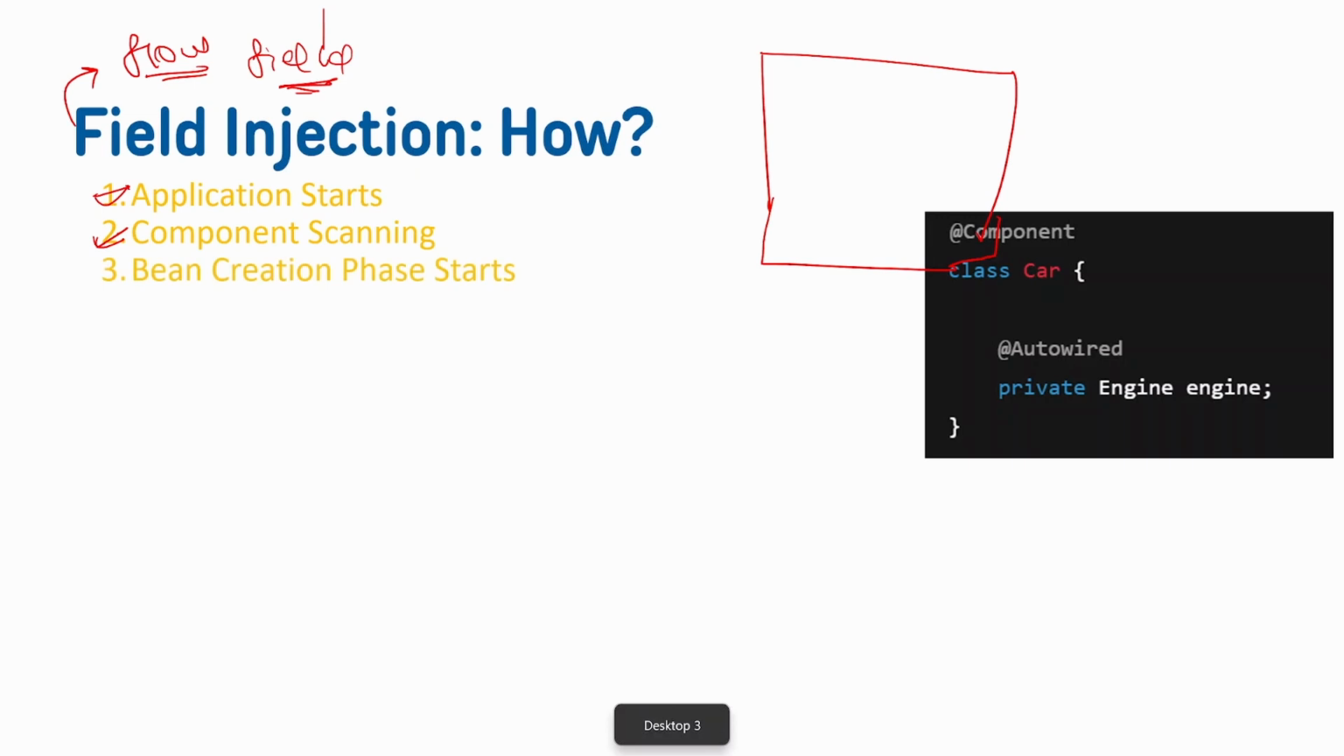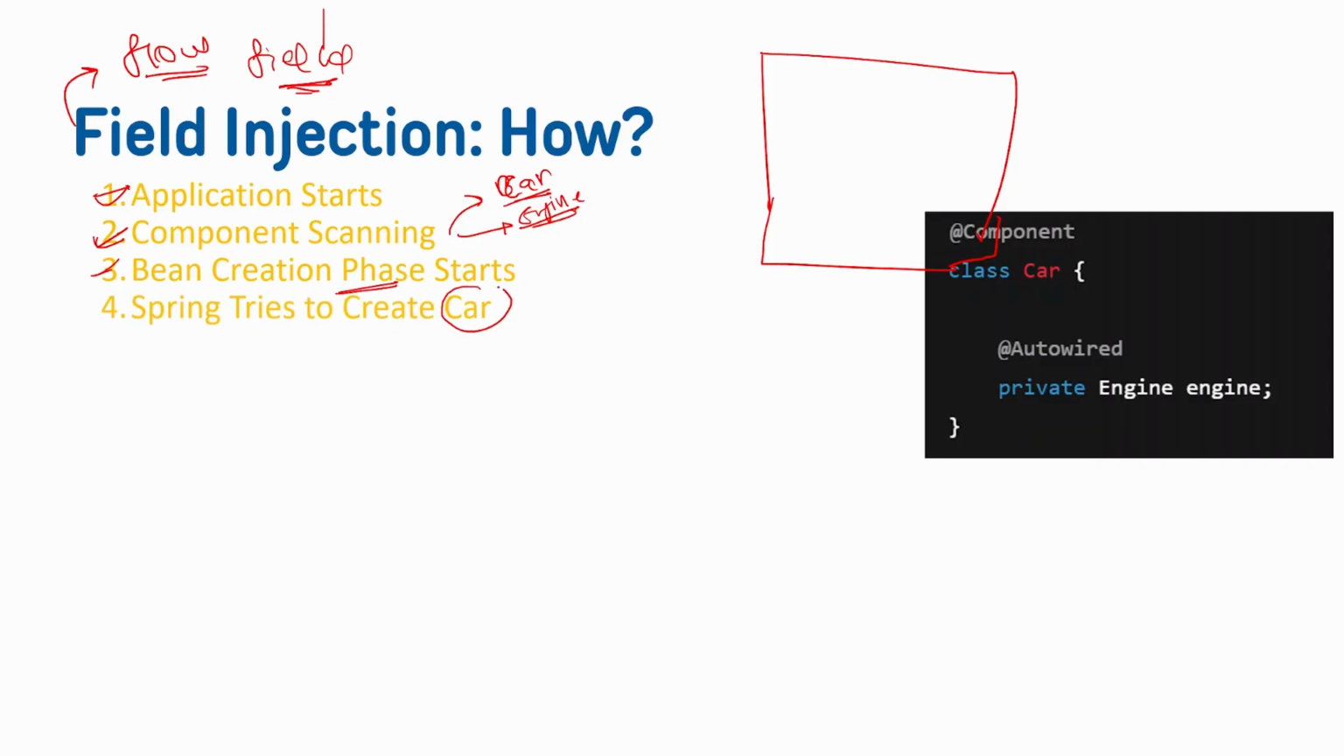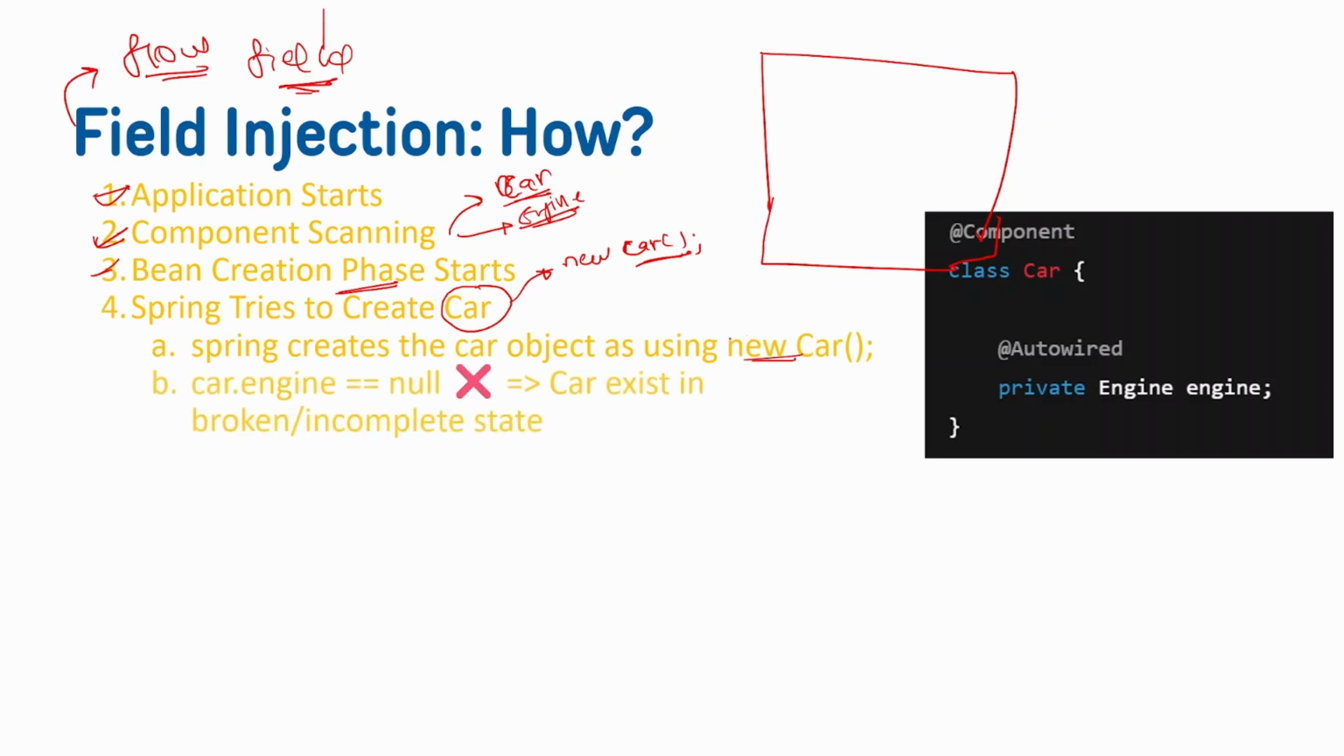Next, the bean creation phase starts. It identified that there are two beans, Car and Engine. Now Spring tries to create the Car. So how is a new instance of any object created? By calling new Car. So Spring creates the Car object using new Car.